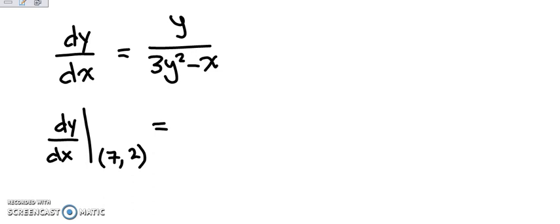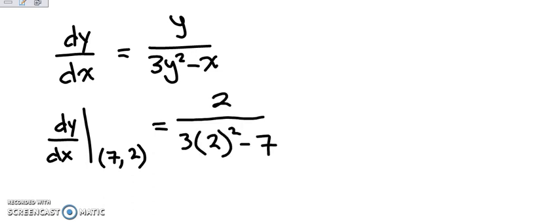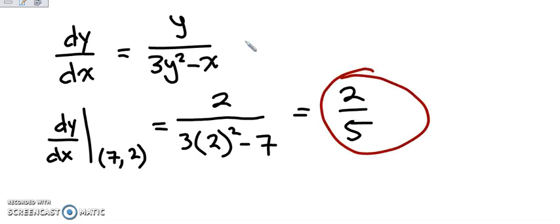So we're going to plug that in to get 2 over 3 times 2 squared minus 7. We do the math and we get 2 over 5. That'll be the answer, and that'll conclude the video.